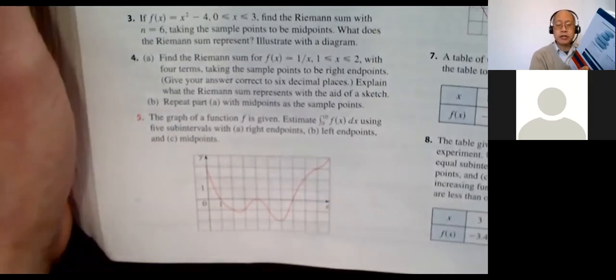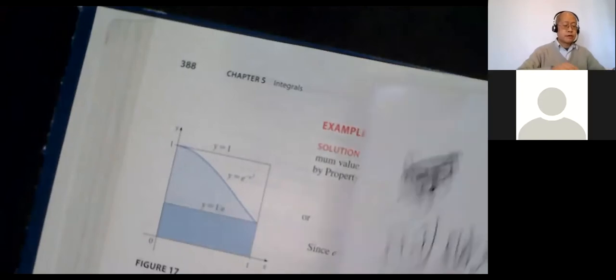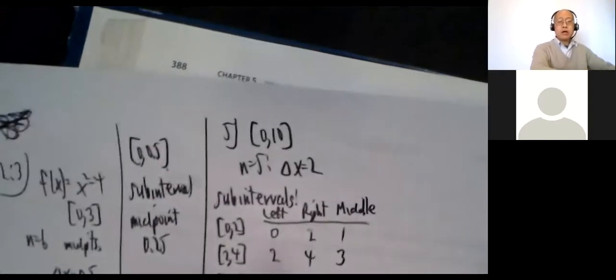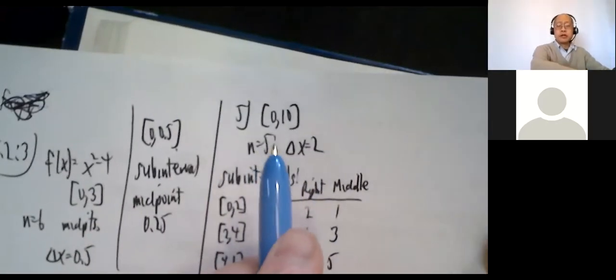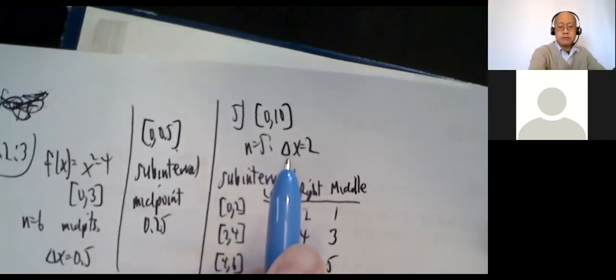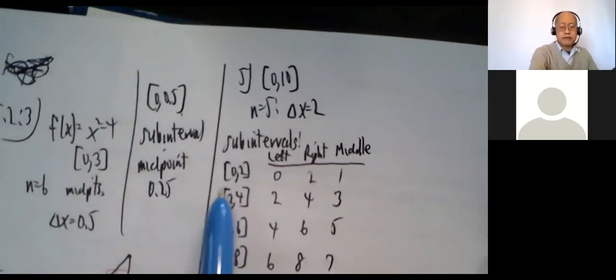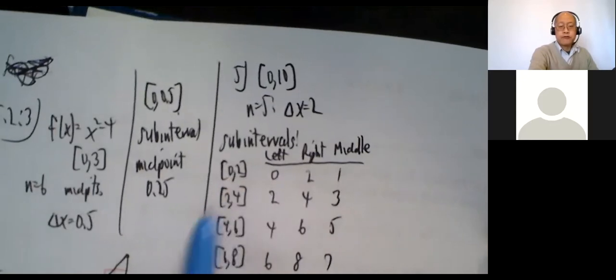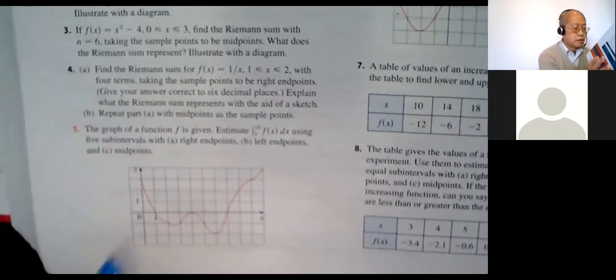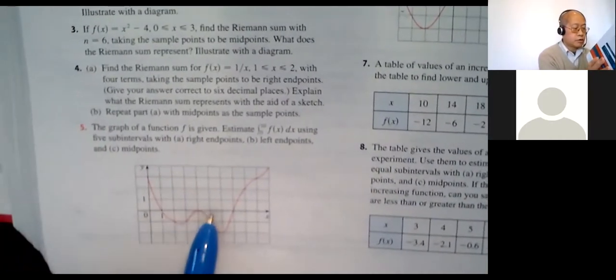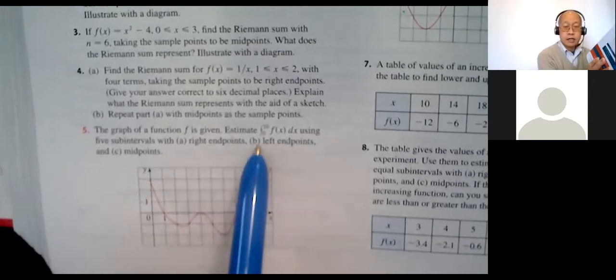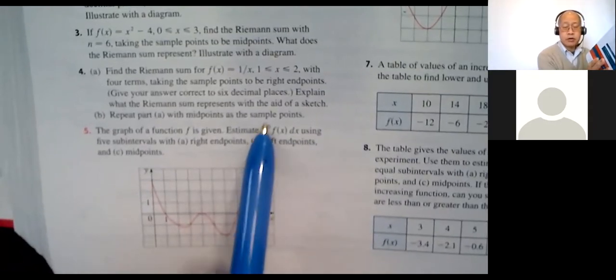Okay, now I can't show you both at the same time, unfortunately. But this is what we had. Going from 0 to 10, n equals 5, delta x is 2. Here are the subintervals we said. 0 to 2, 2 to 4, 4 to 6, 6 to 8, 8 to 10. We're integrating from 0 to 10. 5 pieces means delta x is 2.